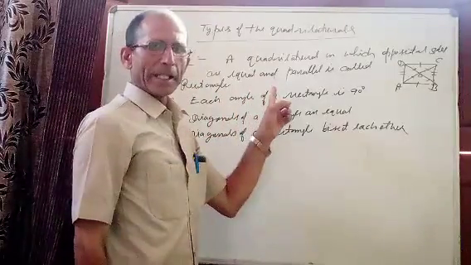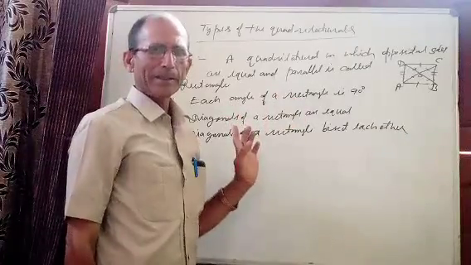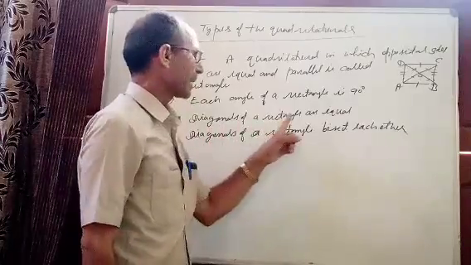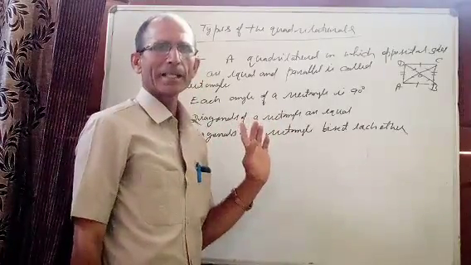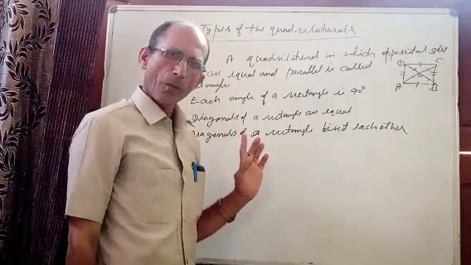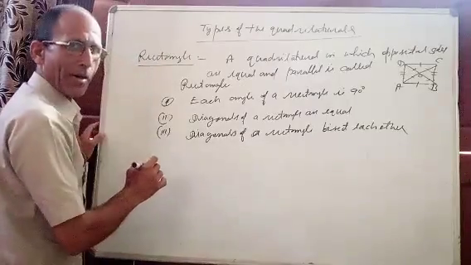Once again I am repeating: a quadrilateral in which opposite sides are equal and parallel. Each angle of a rectangle is 90 degrees. Diagonals of a rectangle are equal and bisect each other. So these are the properties of a rectangle. Next is parallelogram.